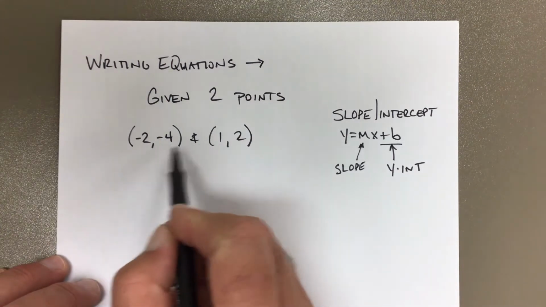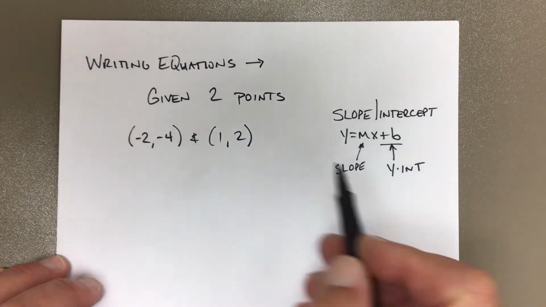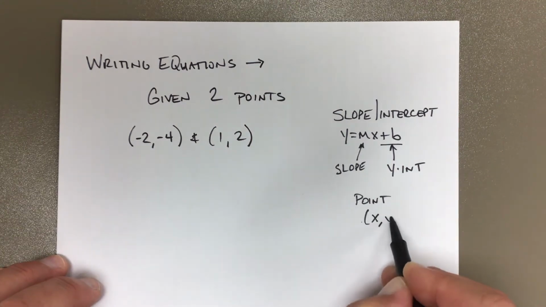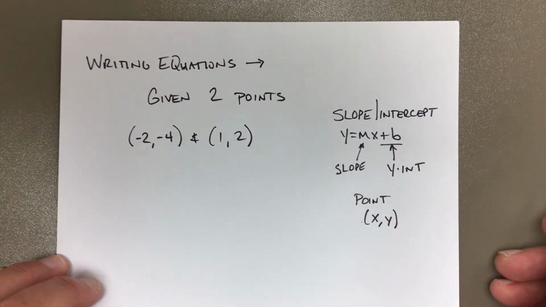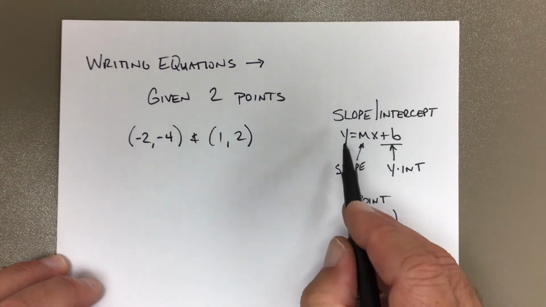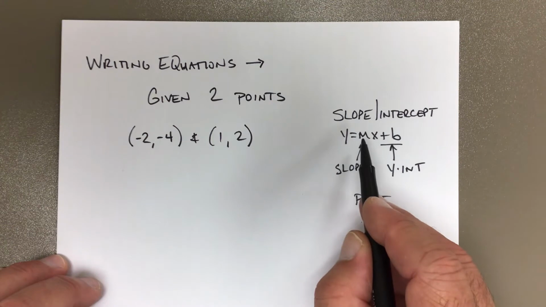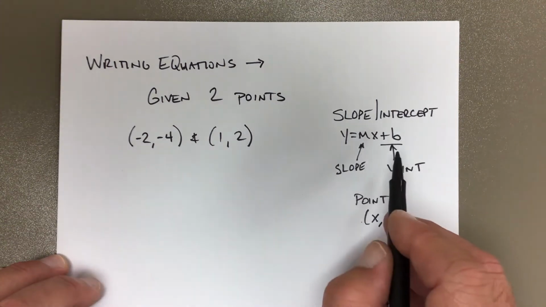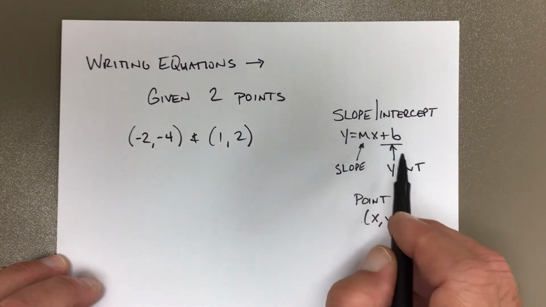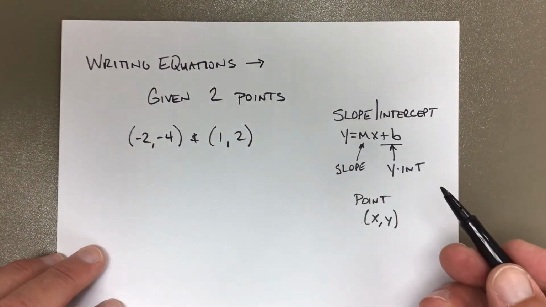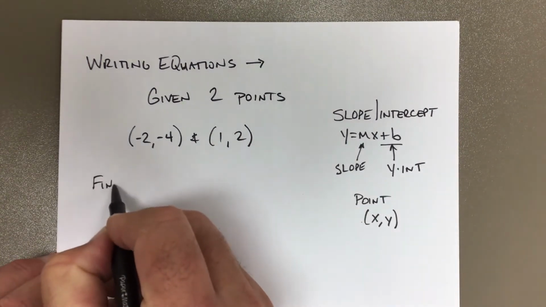We have 2 points here. Remember, a point is (x, y). So we have x, y up here, and we're pretty sure we can find the slope from 2 points. So that means all we have to do is find the b, and then we're good to go, all right? So first things first, find the slope. Right, so let's find slope.